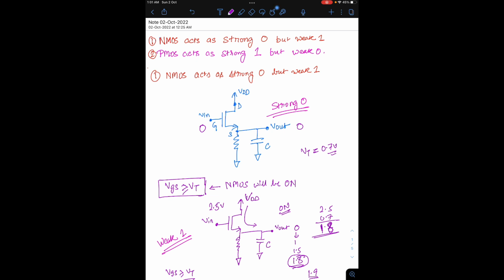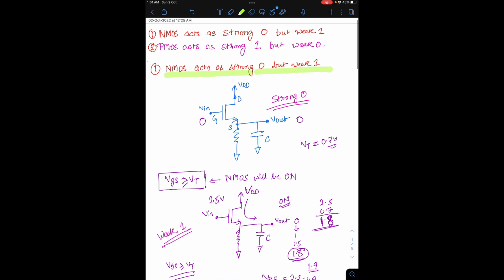Actually, you must be able to explain it to anyone who questions you. So that's why I'm making this video. Through a few slides I will be explaining what it actually is. So now let's consider the first case. The first case is NMOS acts as a strong 0 but weak 1. So why is it? What does it actually mean?